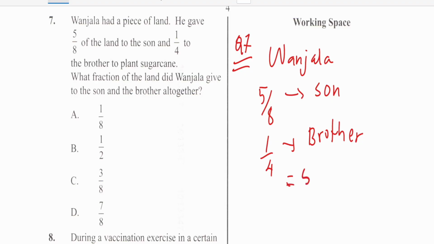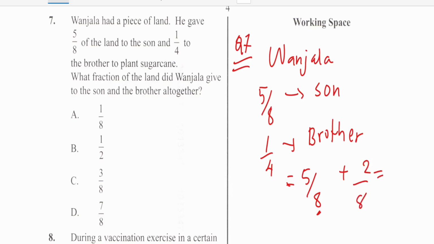So you just take 5/8 plus a quarter. Now if you look at the denominators, they're not the same, but there's a possibility that you can make the 4 to be the same with 8. And how do you find that out? You multiply by 2 here, you multiply by 2. So a quarter is just similar to 1 times 2, which is 2, and 4 times 2, which is 8.